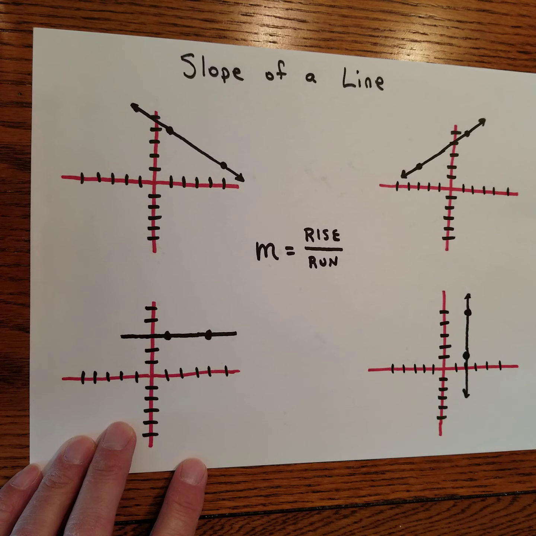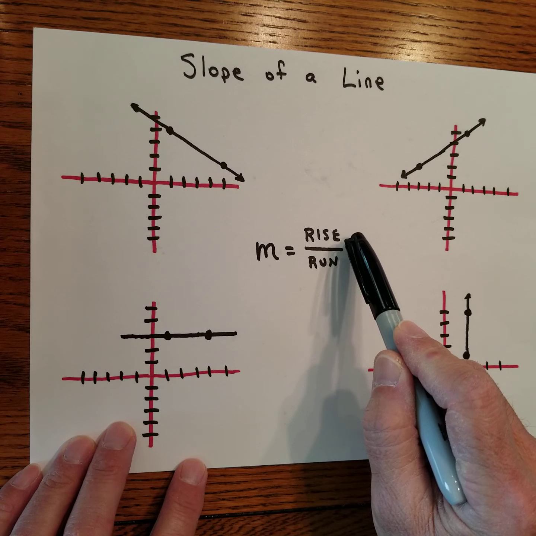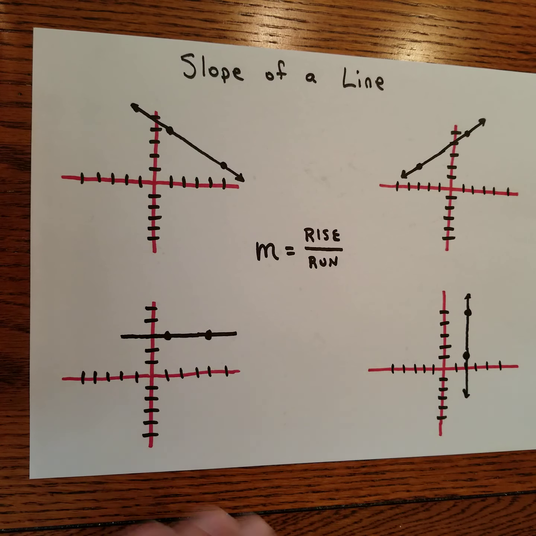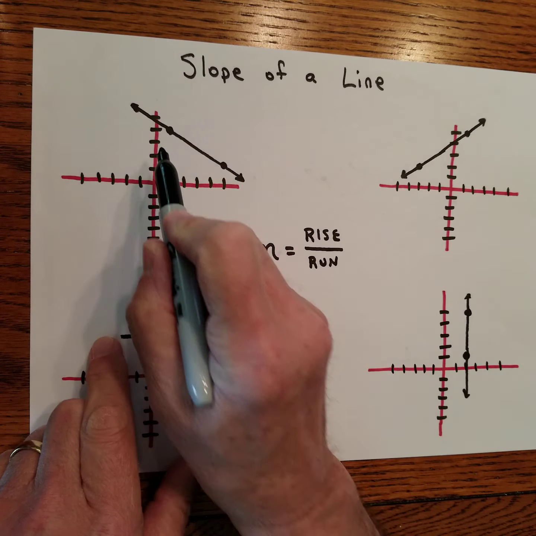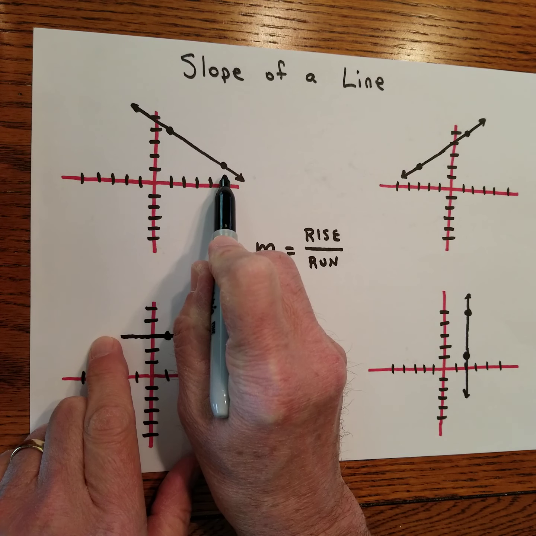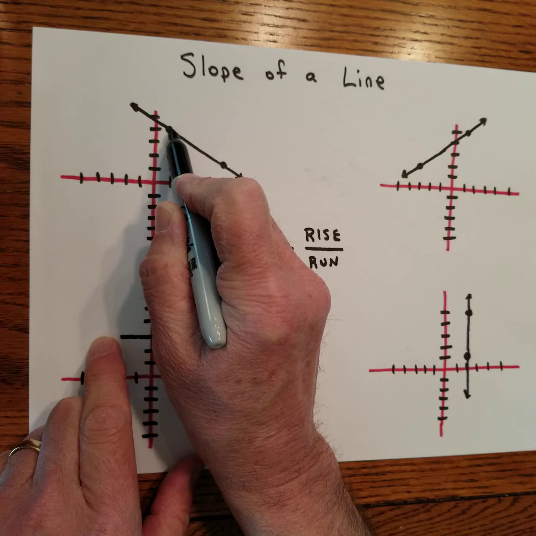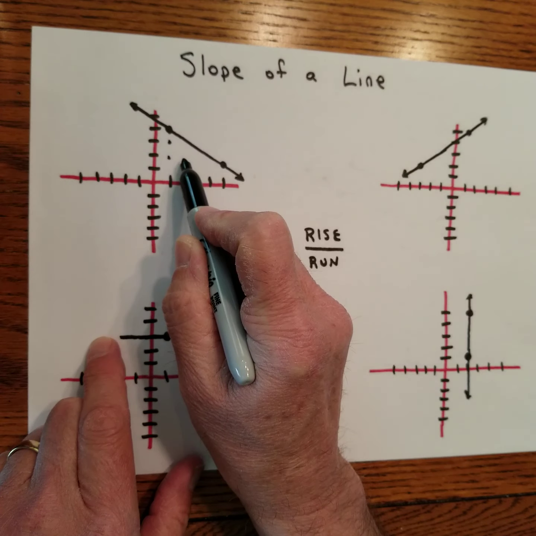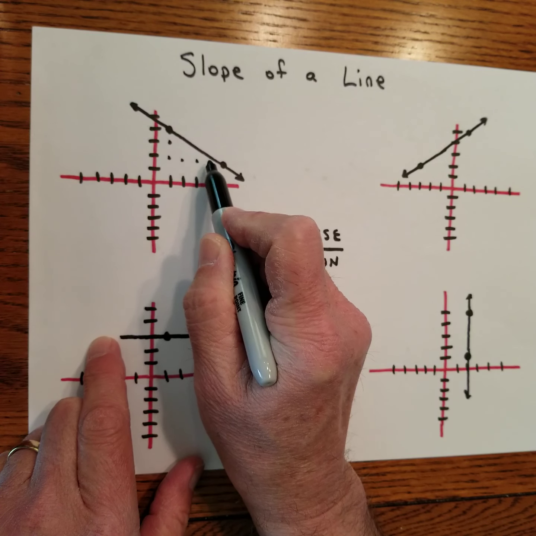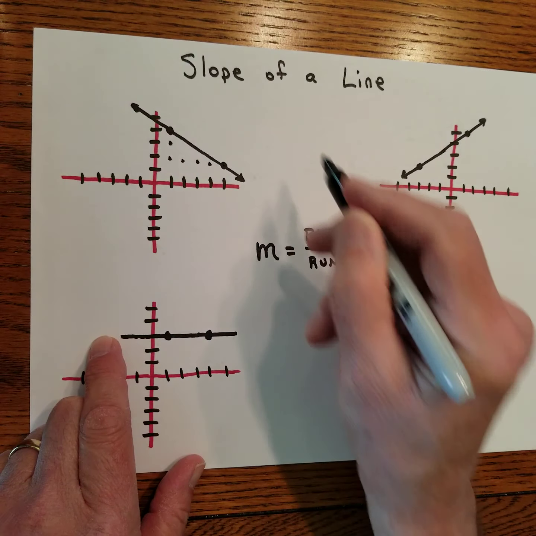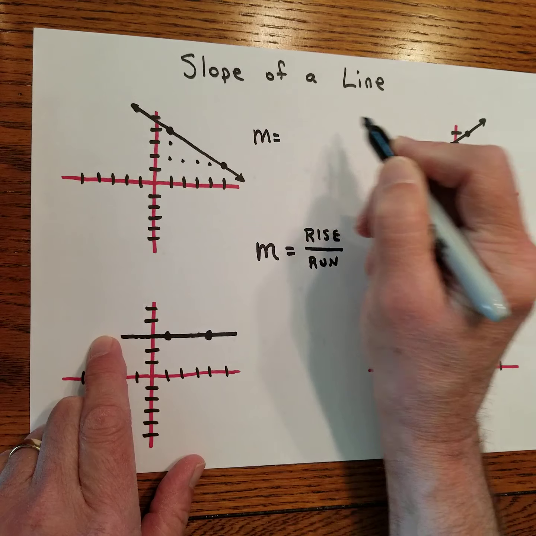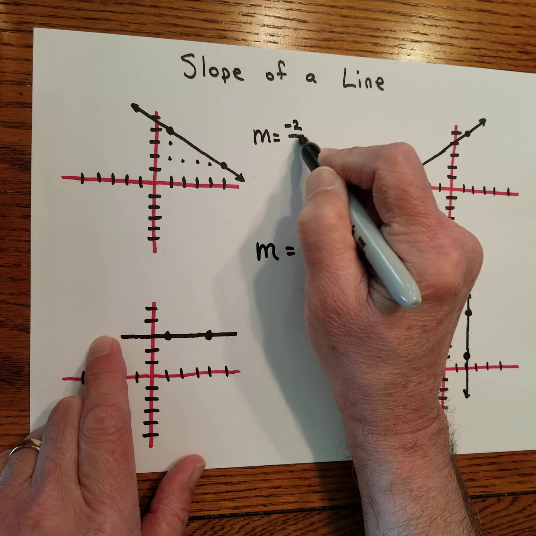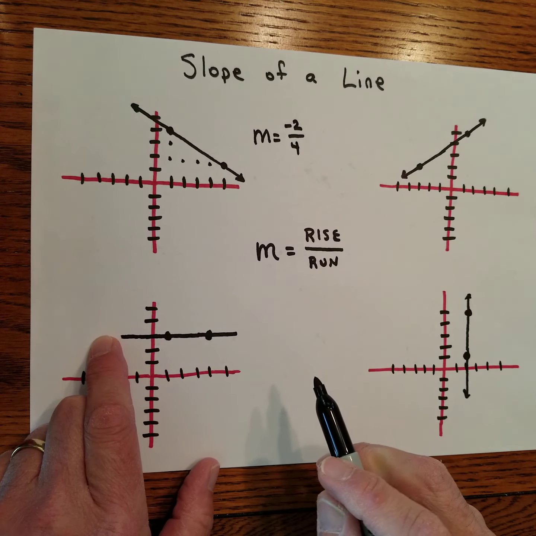One way to compute the slope is to show the rise over run of the line. Look at this first line. If I move from this point to this point, do you see that I have come down 2 steps and over 1, 2, 3, 4 steps? I have come down 2 and over 4.